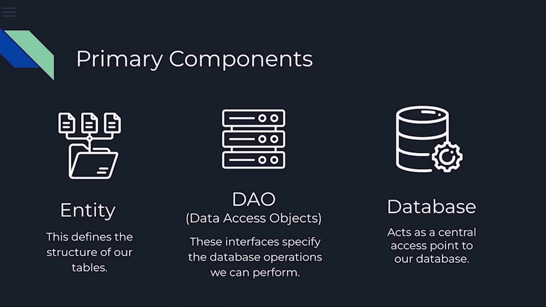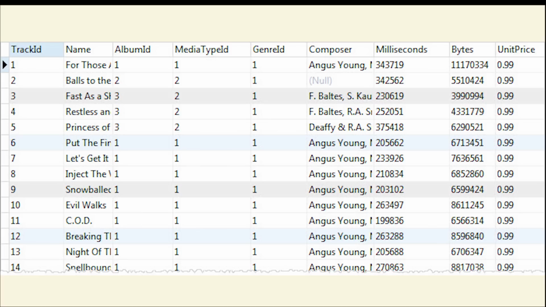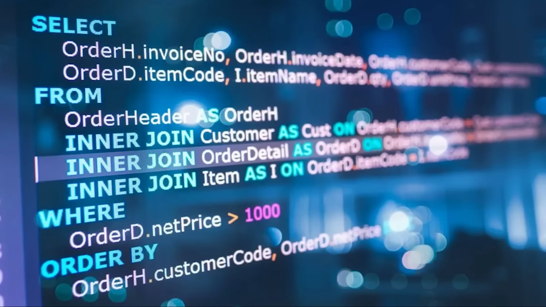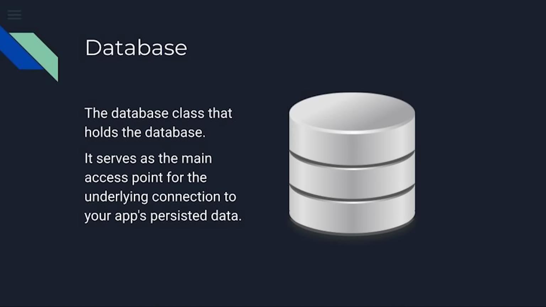Room consists of three main components: entity, DAO (data access object), and database class. Entity represents a table in the database where each column is defined as a property in a Kotlin class. DAO defines methods for inserting, updating, deleting, or retrieving data, eliminating the need for manual SQL queries. Database class acts as the main entry point, specifying the entities in the database and providing access to DAOs.